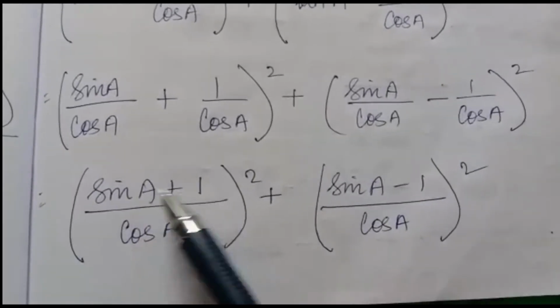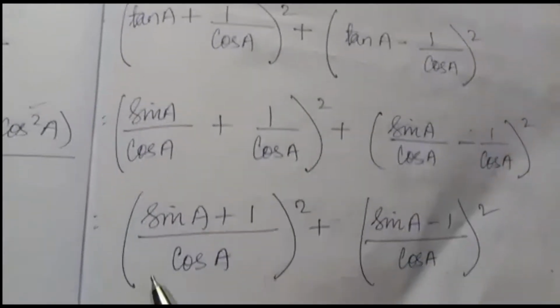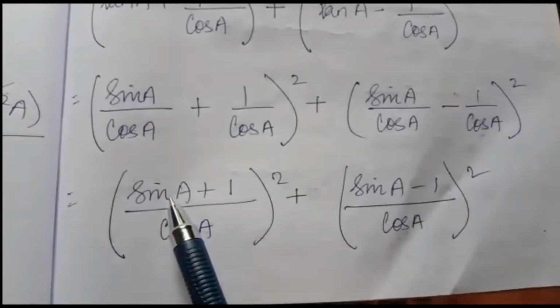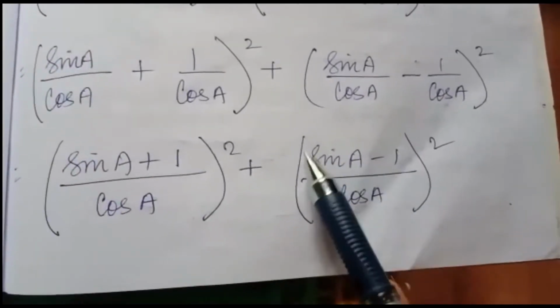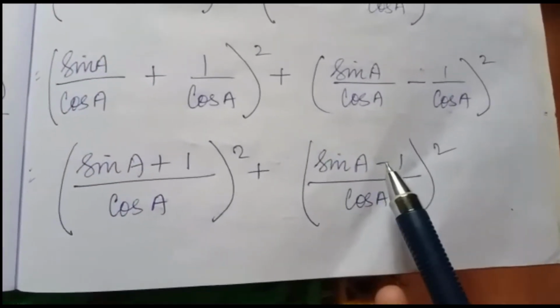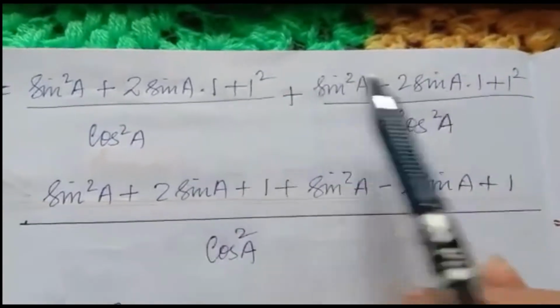Now here we will use a formula. The formula of (A + B)² is A² + 2AB + B², and here it will be cos²A. Here we will use the formula of (A − B)², and here it will be cos²A. So after using the formula, we'll get this line.